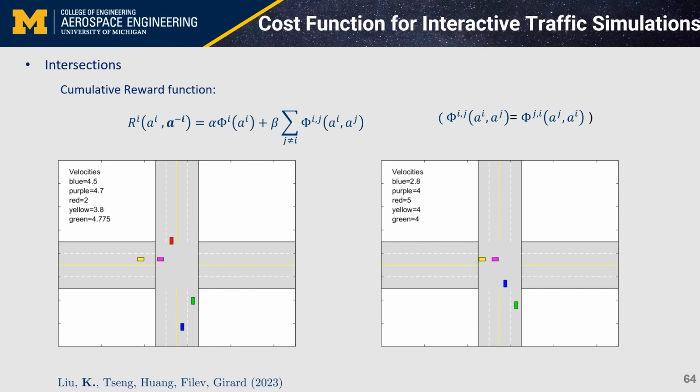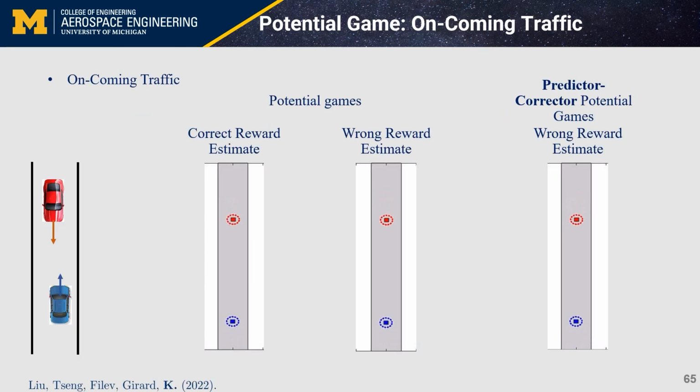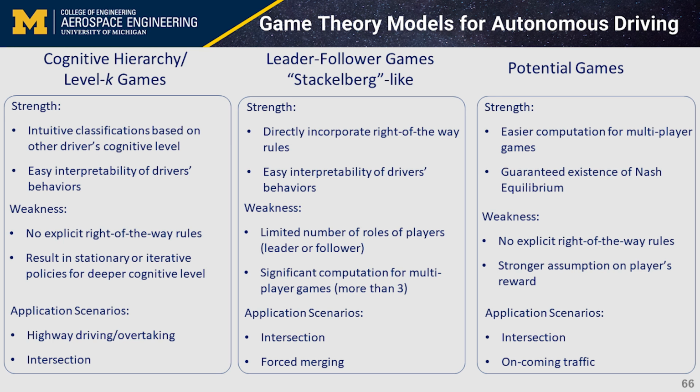So we've been looking at what it gives us. Another idea that we've exploited more recently is the predictor-corrector potential games. The idea here is that if our estimate of the reward of the other players is wrong, we can observe their actions and make certain correction steps, and that helps to improve robustness of this type of decisions. I'm not going to say more about potential games. Once again, the details are in some of the papers that I'll be very happy to share.